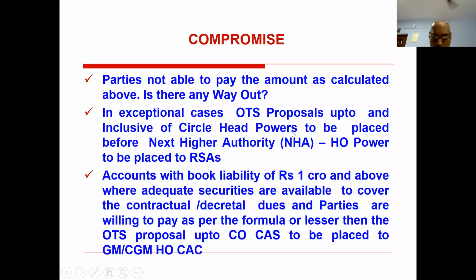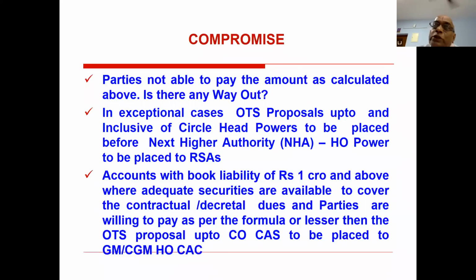What is that? Accounts with book liability of rupees 1 crore and above, where adequate securities are available to cover the contractual decretal dues. First point, 8 points, no? First slab. Realizable value of the security is sufficient to cover the contractual or decretal dues. How much are you asking the borrower to pay? MCLR plus 1.50. The borrower is ready to pay. And then you see what is the book liability. You see the book liability, you find out it is 1 crore and above.